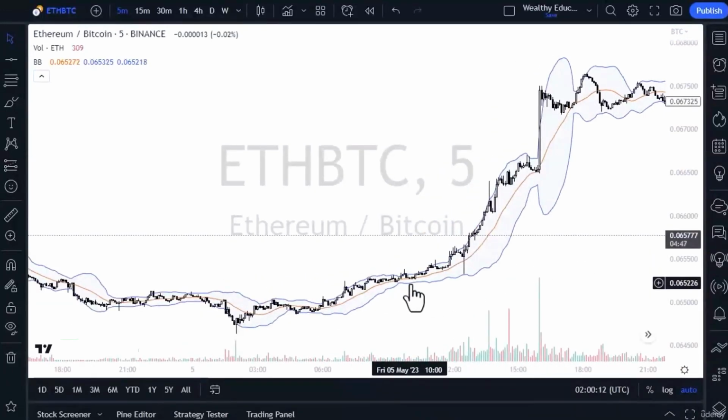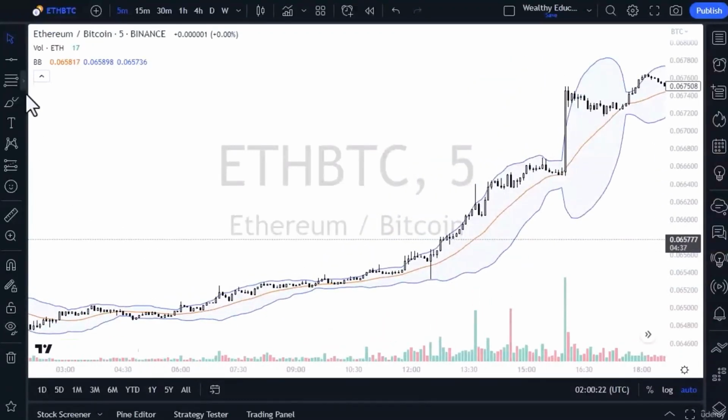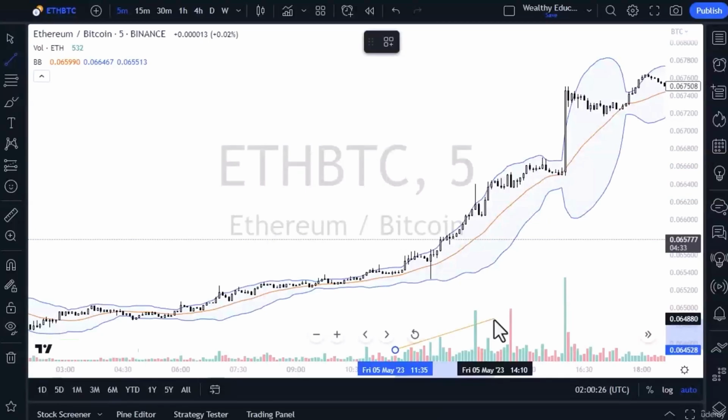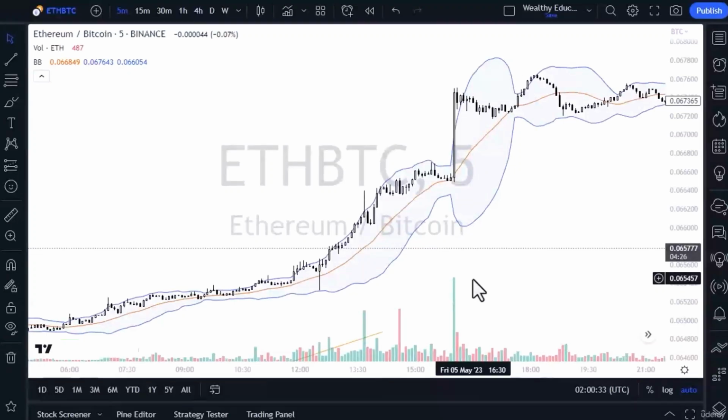So big squeeze here. We're just kind of squeezing along. This kind of broke things up and then we squeezed again. And notice how volume starts to pick up, right along this area here. And we finally take off. And then we get this massive explosion. So Ethereum's really gaining on Bitcoin.